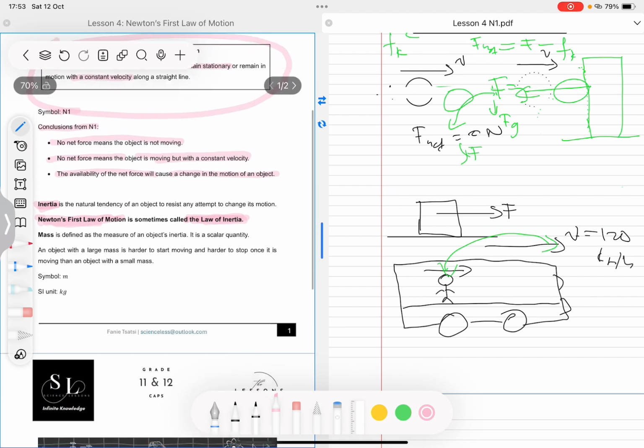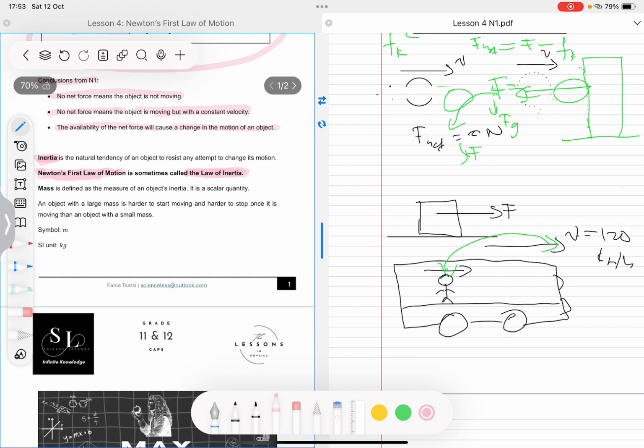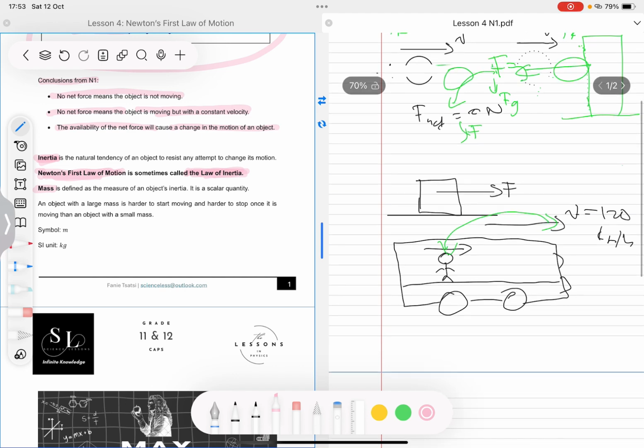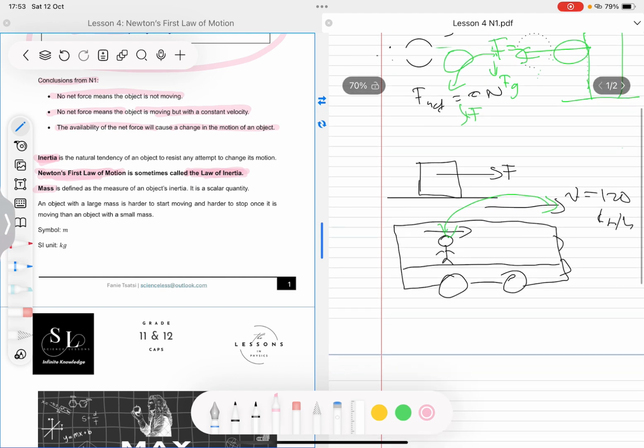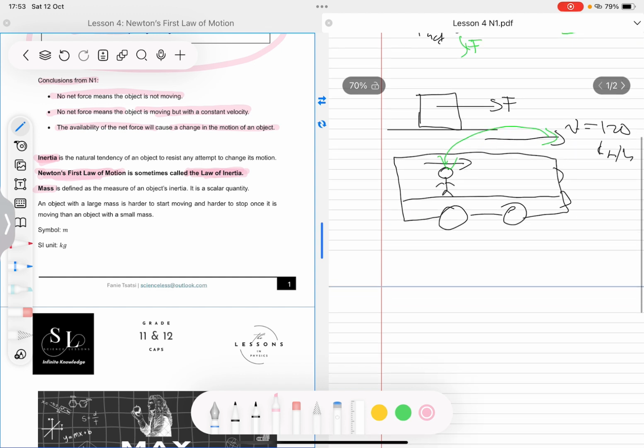Another interesting concept that we study here, and in the previous lesson we touched on it a little bit, and I said I will define it properly here, is mass. In physics we define mass completely differently compared to how we define it in chemistry, right? So in physics we say mass is the measure of an object's inertia.